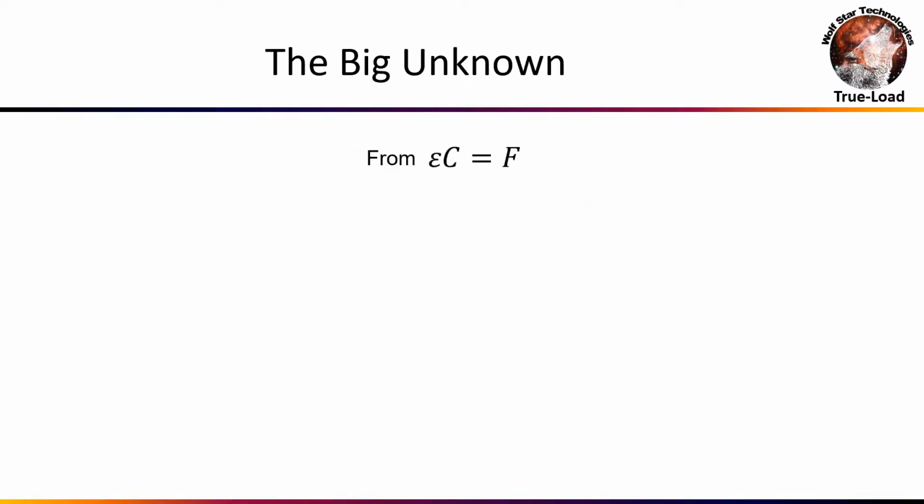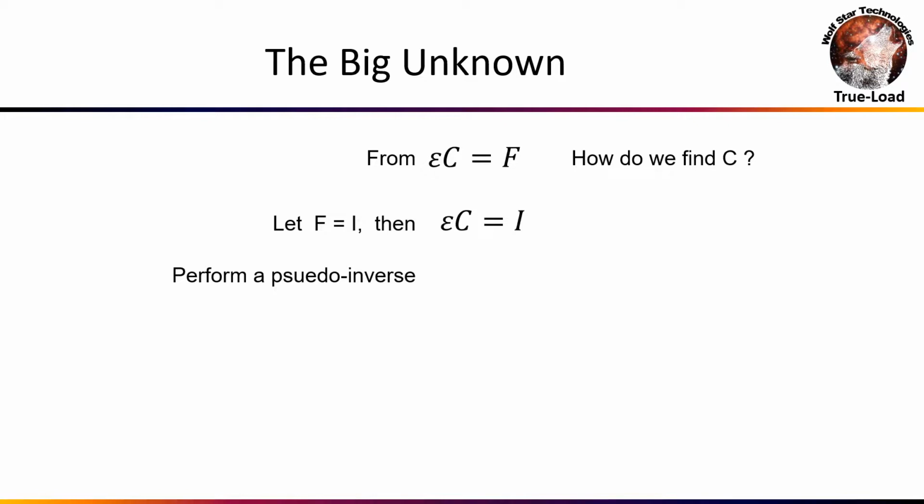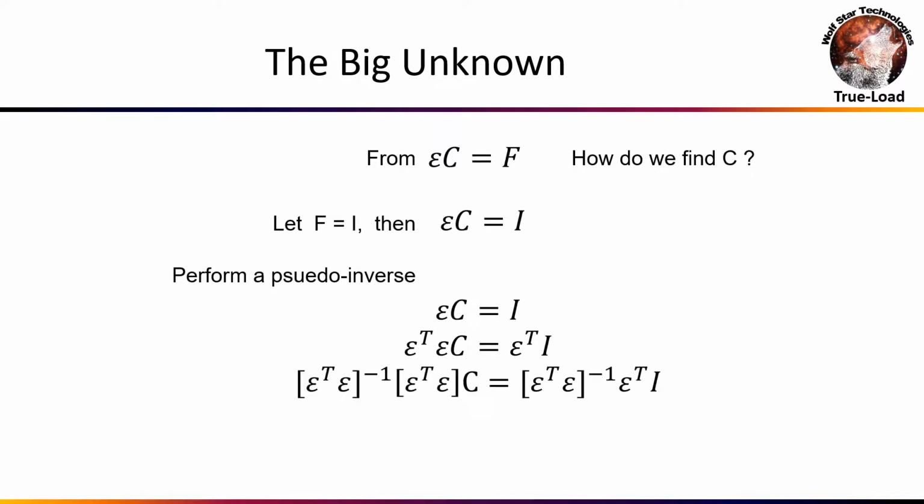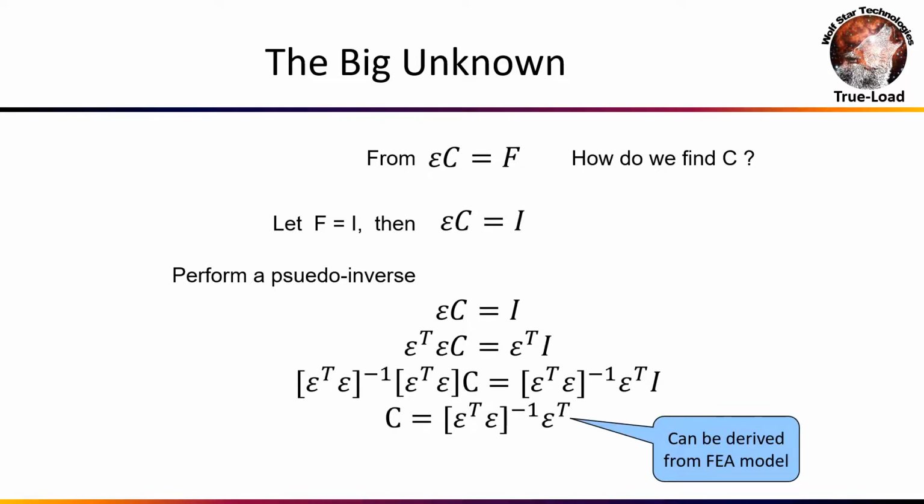Okay, so now we've got this nice equation, strain times C equals F, and the only thing I haven't talked about is C. So how do we find C? If we take a look at this F matrix, and if we call turning a load on a 1 and turning a load off a 0, that F matrix becomes the identity matrix. And then we can just do a pseudo inverse. So we have strain times C equals I, pre-multiply by strain transpose, and you get C equals strain transpose strain, inverse, times strain transpose. And that's what we pull out of the FEA model.